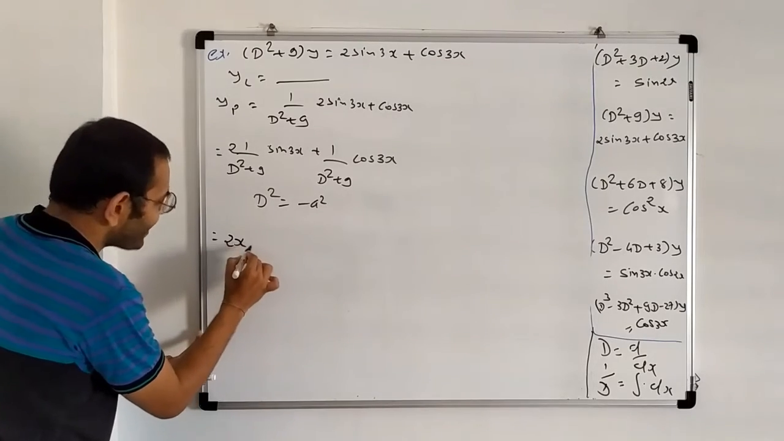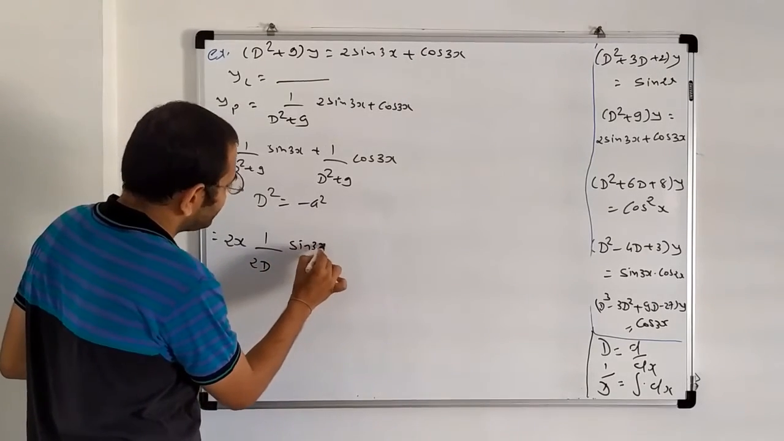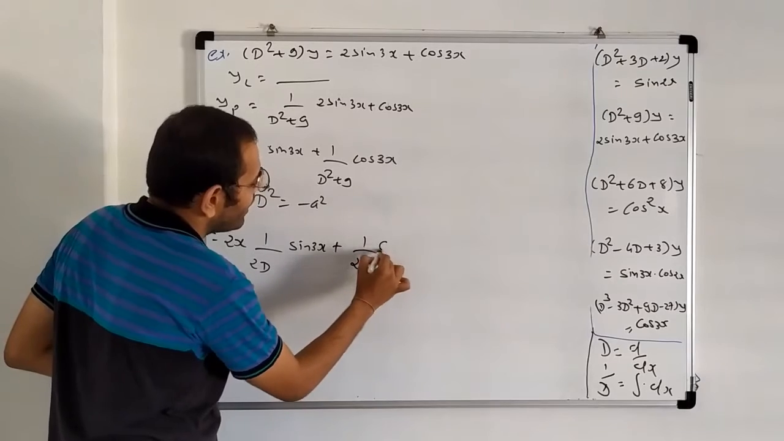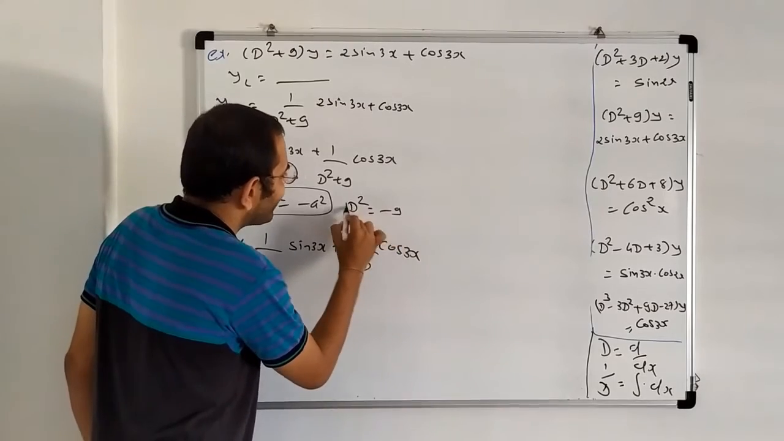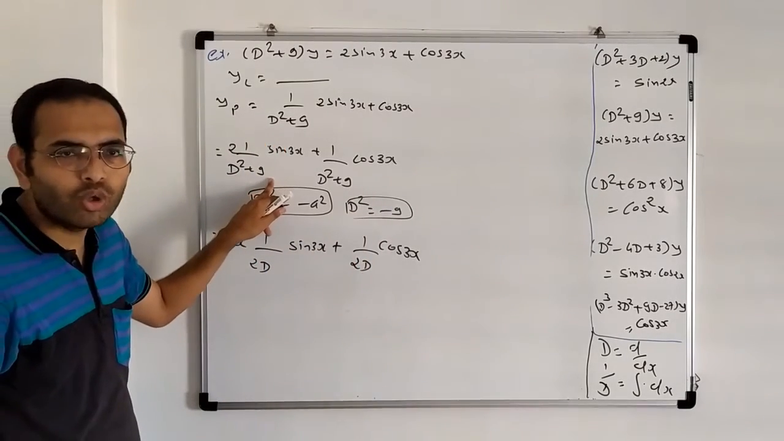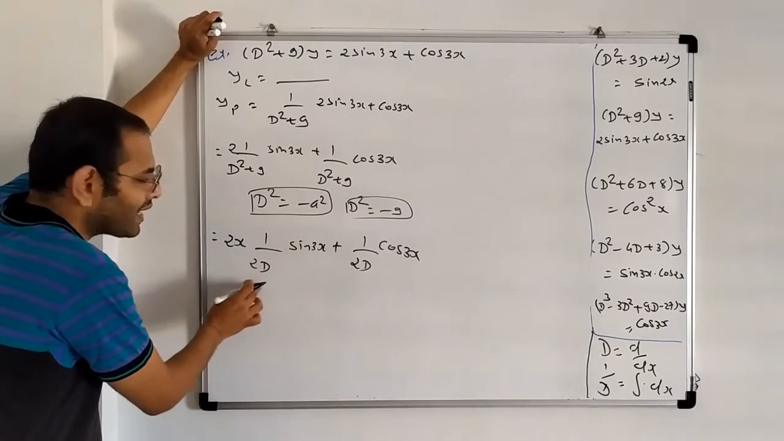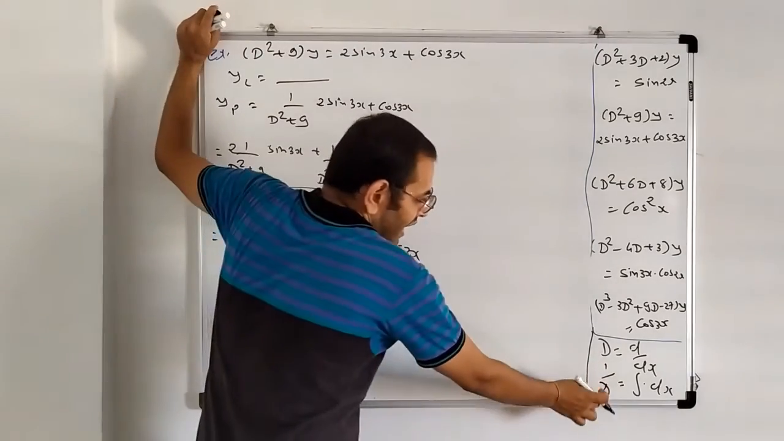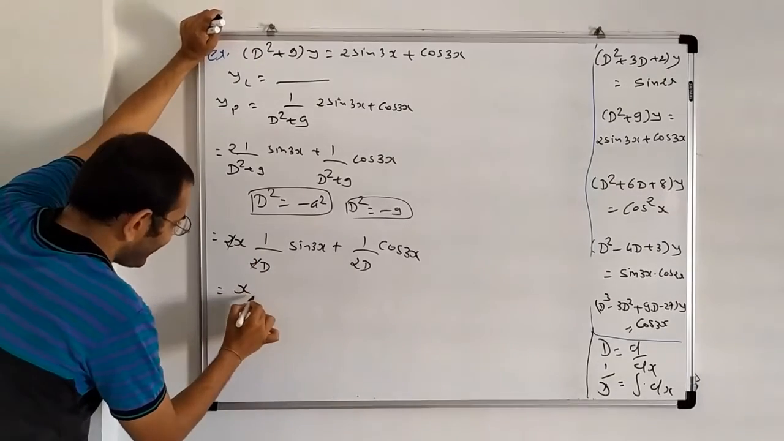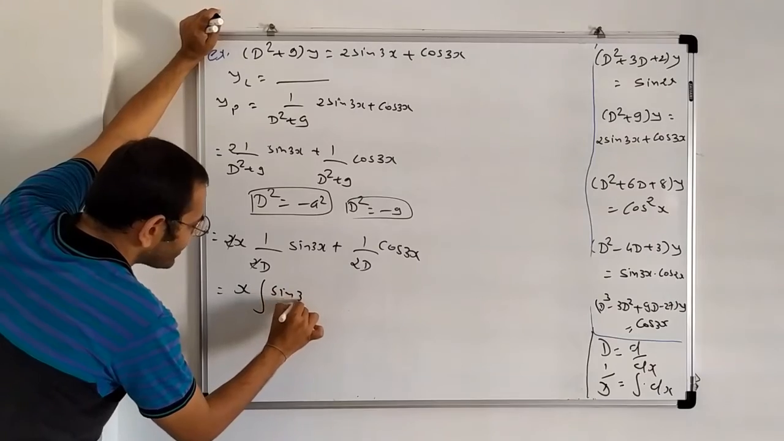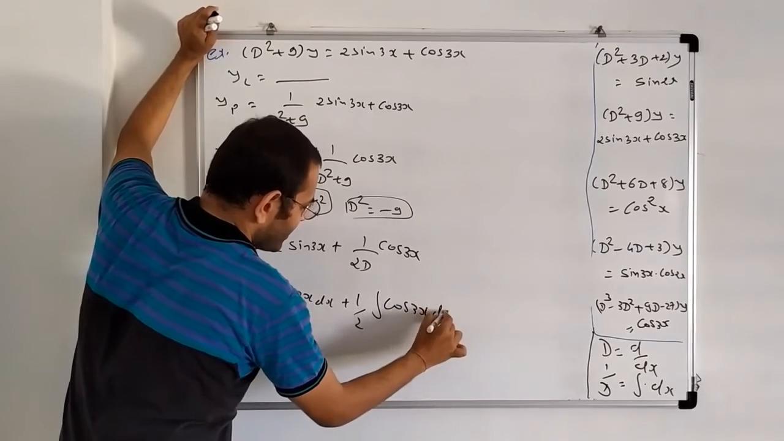Then multiply with x and take the derivative of this term, which becomes 2D. Here sin 3x, similarly here it becomes 2D, here cos 3x, because D square equal to minus a square, means D square equal to minus 9. Then minus 9 plus 9 becomes 0. Then multiply with x, derivative of this term. Now we cannot put it directly, but 1 upon D means integral. Here 2 cancels, then x times 1 upon D, integral of sin 3x dx. Here again 1 upon 2, 1 upon D, integral of cos 3x dx.